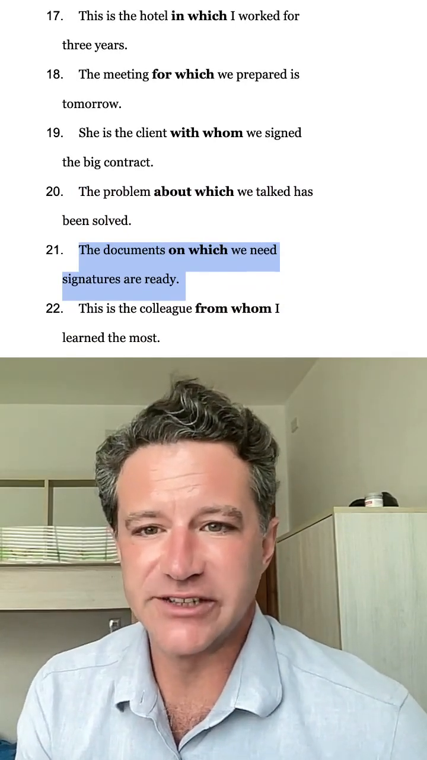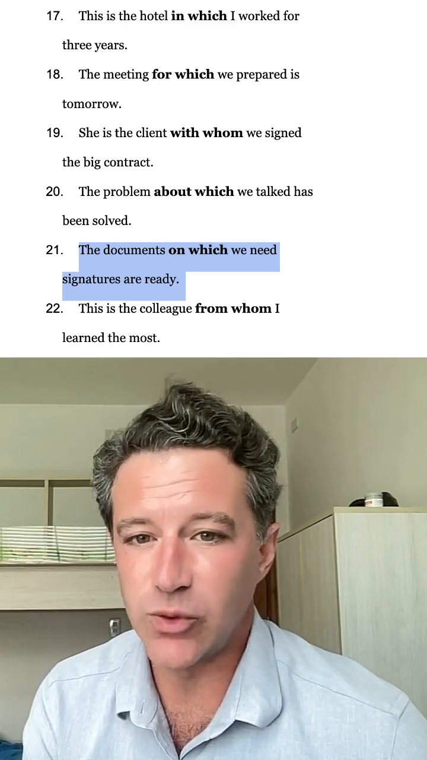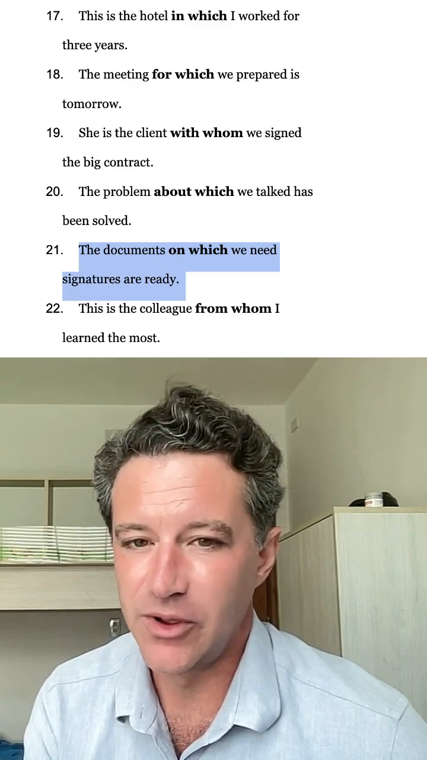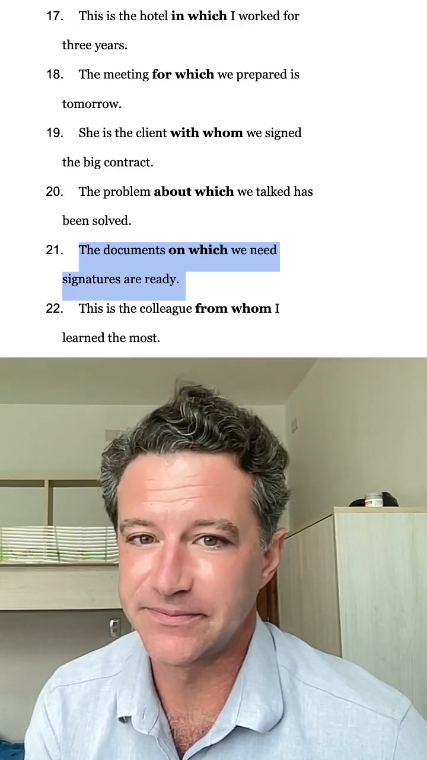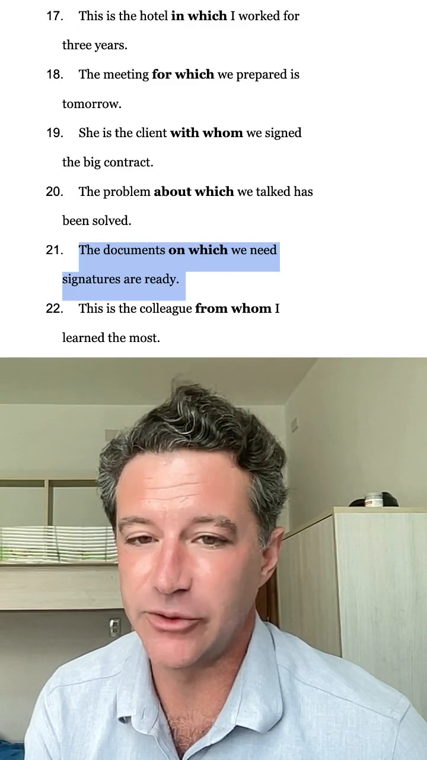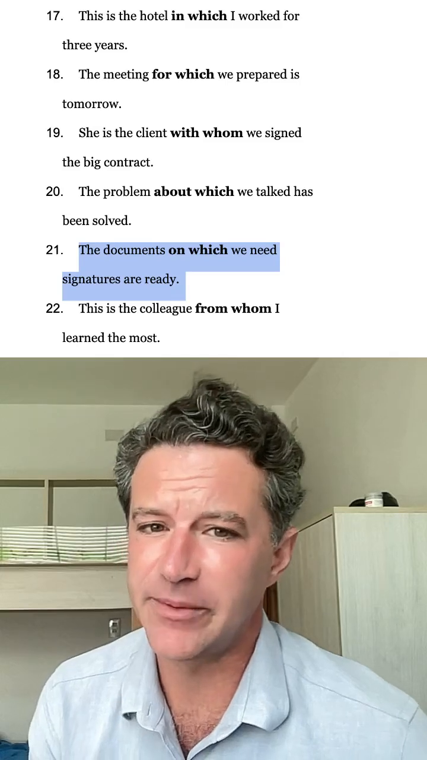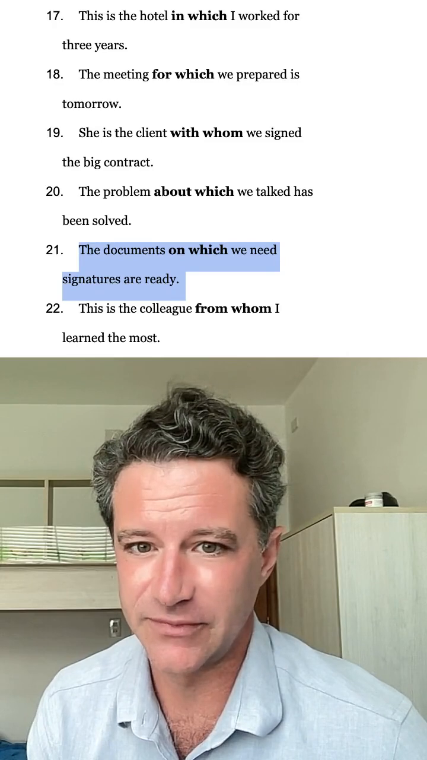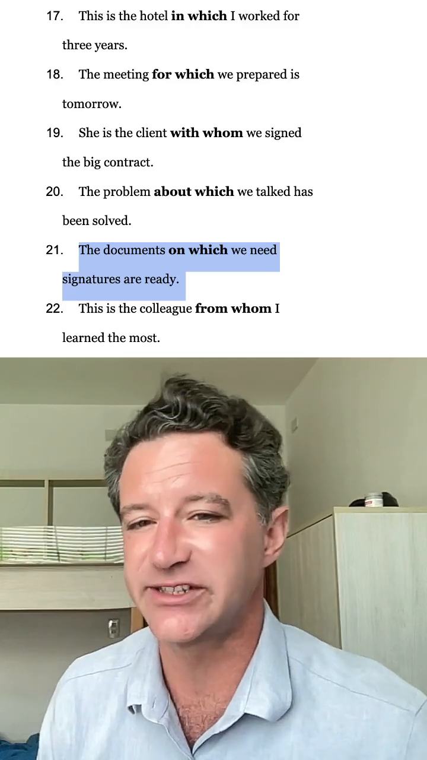Defining relative clauses, number 21. The documents on which we need signatures are ready, right? We need signatures on the documents, and those documents are ready. So which documents? The documents on which we need signatures are ready. Those are the documents that are ready, the ones that need signatures, the ones that we need to sign.